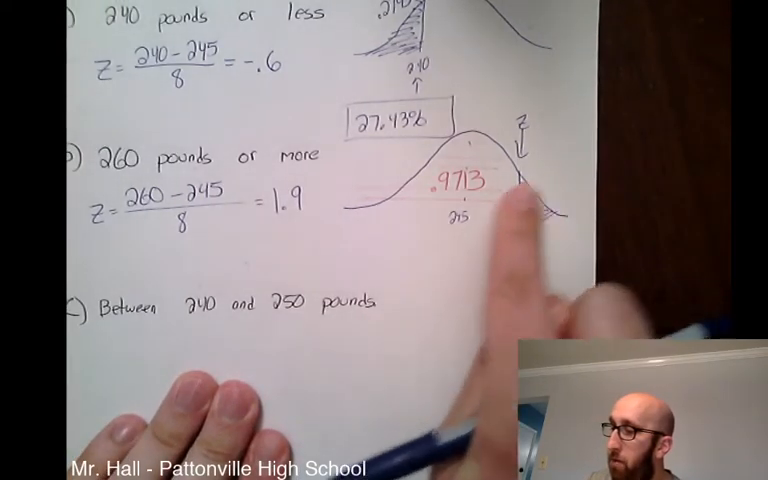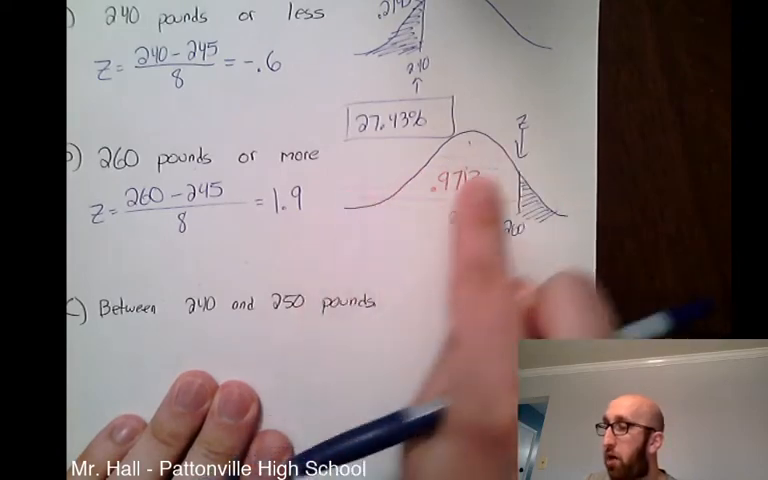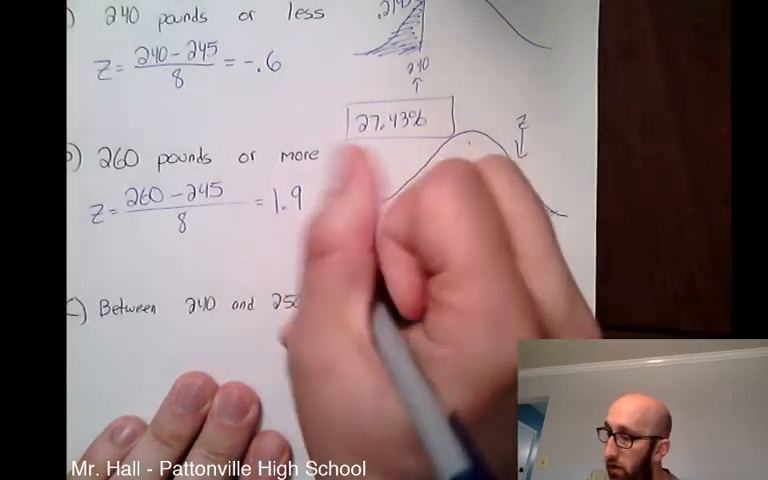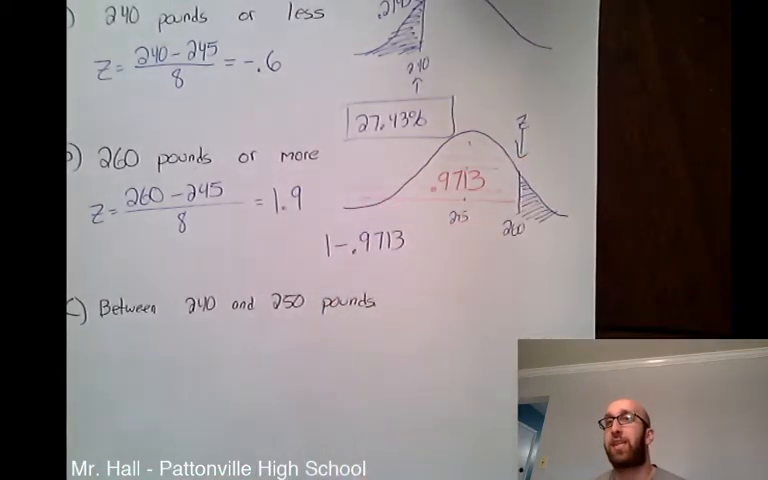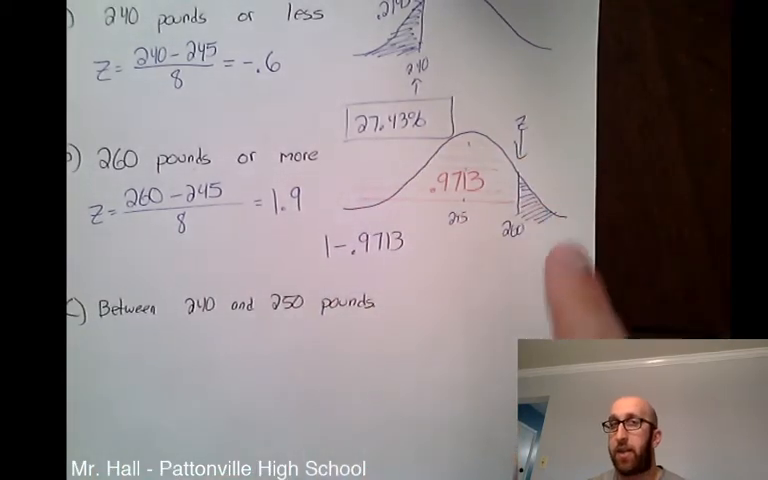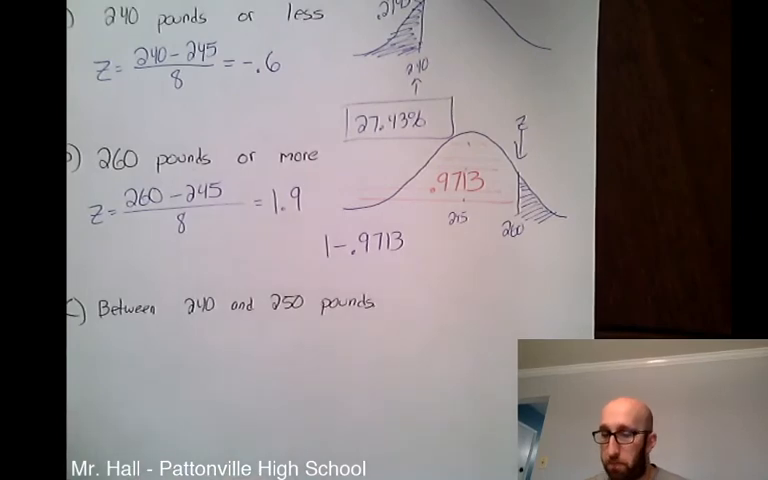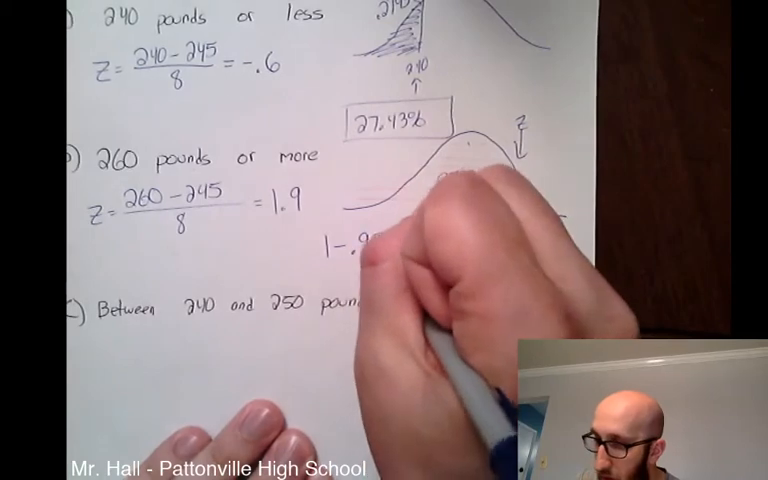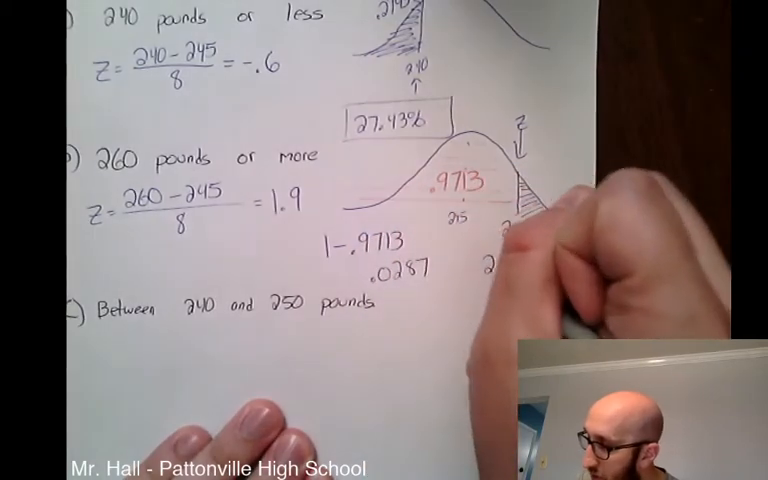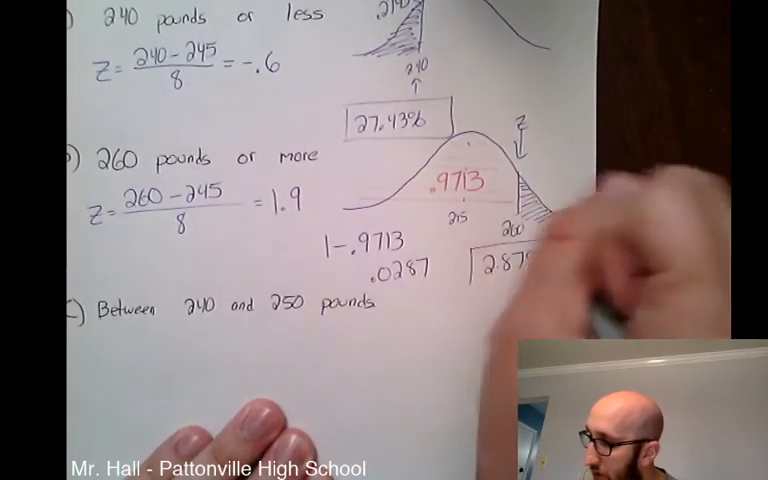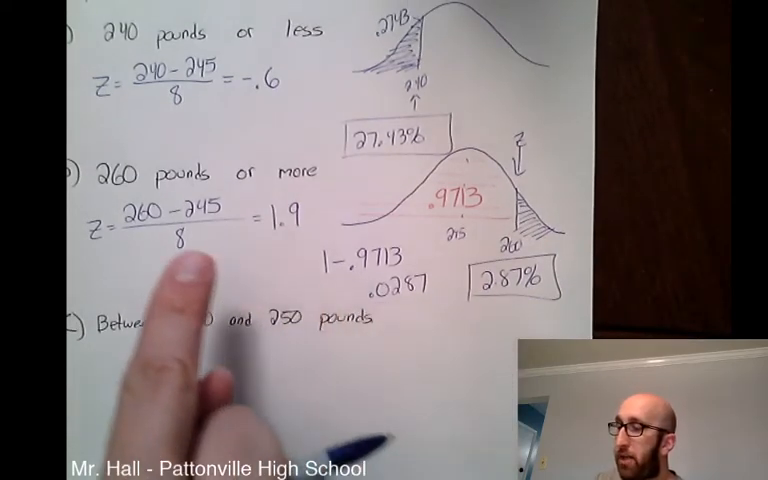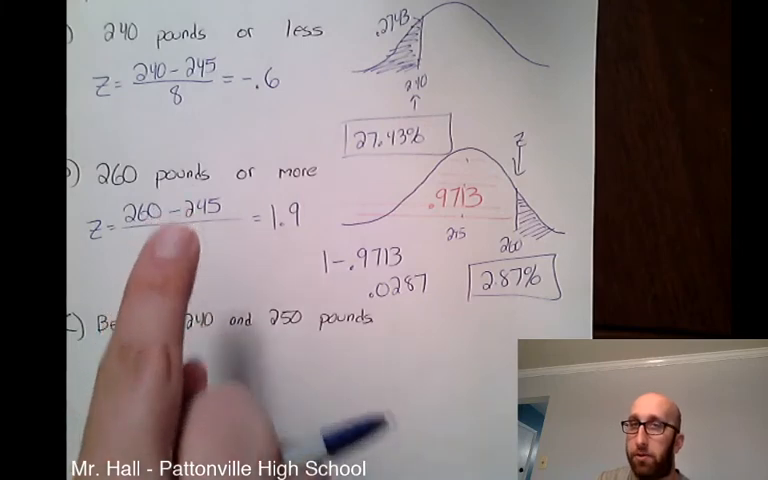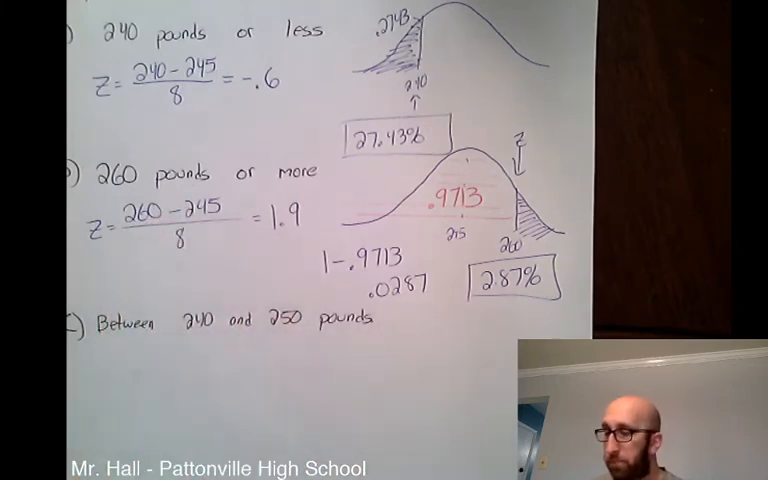So remember, all of this should add up to 100%, or add up to 1. So if you take 1 minus 0.9713, that's going to give you the proportion of the area to the right. Therefore, you get the percentage. So 1 minus 0.9713 is going to give you 0.0287, which is 2.87%. So 2.87% is the probability that they can bench press 260 pounds or more.